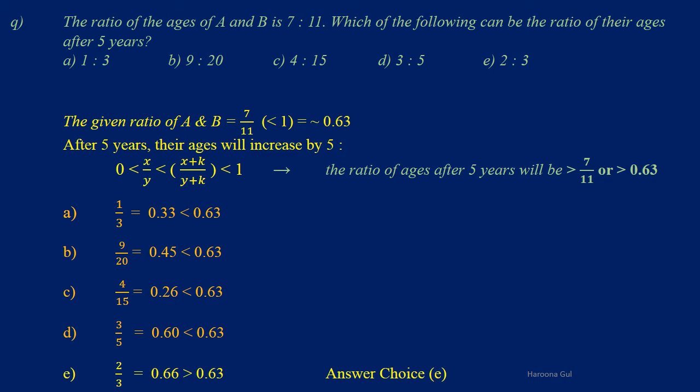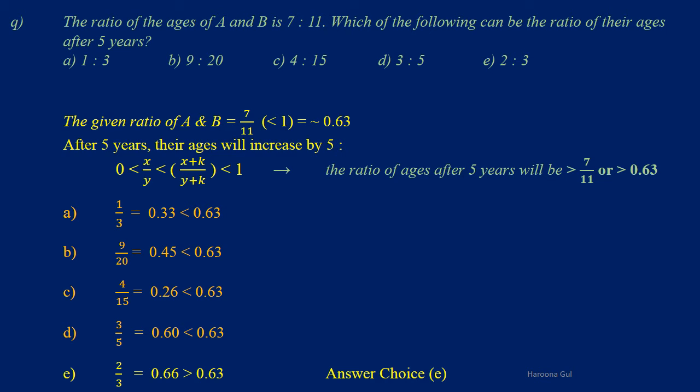Now this question is related to the rule of ratio, which we have already discussed in our last slide, and this question says that the ratio of the ages of A and B is 7 to 11. Which of the following can be the ratio of their ages after 5 years? So it's a multiple choice question. Now you see the given ratio of A and B is 7 over 11, which is less than 1, or around 0.63. Now, after 5 years, the ages of A and B will increase by 5.